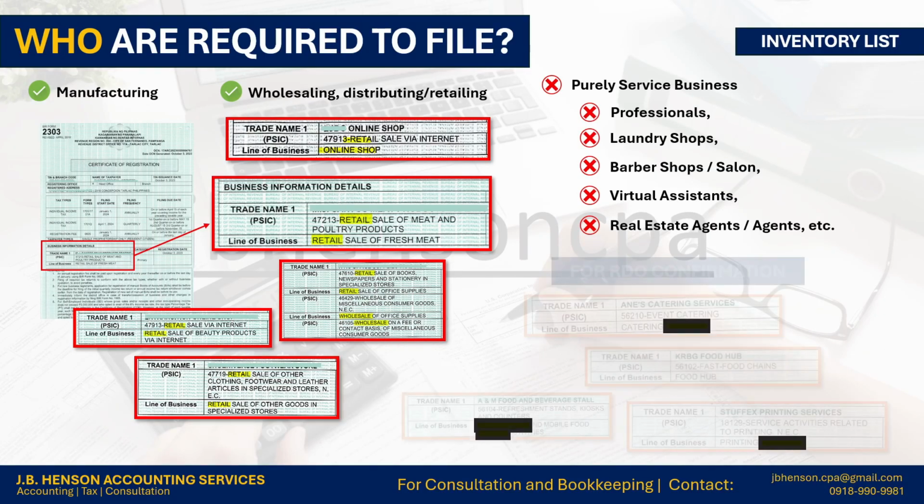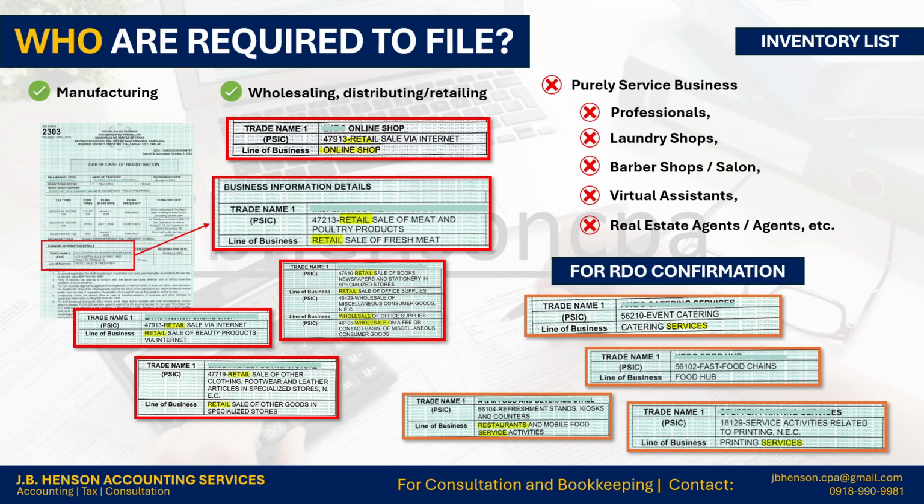For RDO confirmation, we have the following examples such as catering services, restaurants, food hubs, and printing services. So, these are referred to as service businesses kasi they fall under service, not retail or wholesale. But also, sometimes these kinds of services keep raw materials, stocks, and goods also. So to make sure, you can always confirm with your RDO about your submission, and when in doubt, it's better to submit than not to.